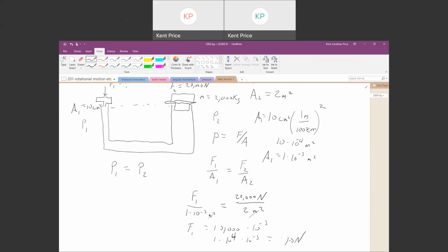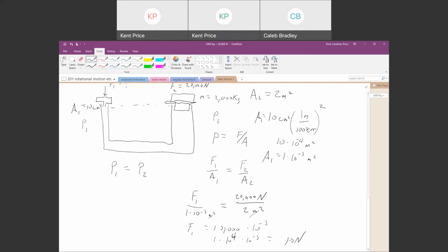Not very much. That's why hydraulics are so useful. Or, you can apply a very large force to your truck's wheels, to your truck's brakes, with a very small force on the truck brake pedal. Got a semi.